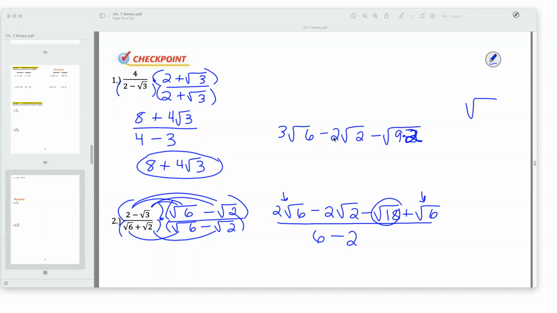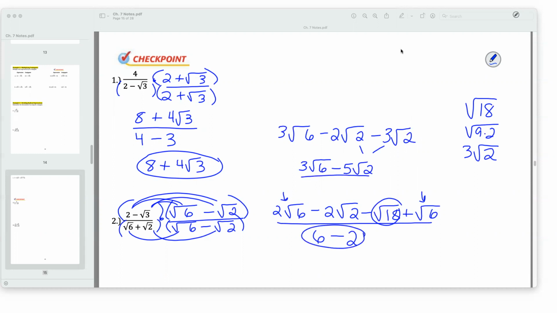Let me do it on the side. So the square root of 18, same thing as 9 times 2. Take the square root of 9, it's 3. So we're left with 3 square root of 2. So rewriting this as minus 3 square root of 2, we can see that more simplification can happen because I can now combine these like terms. So then we get 3 square root of 6 minus 5 square root of 2. That's our numerator. And our denominator is 4.